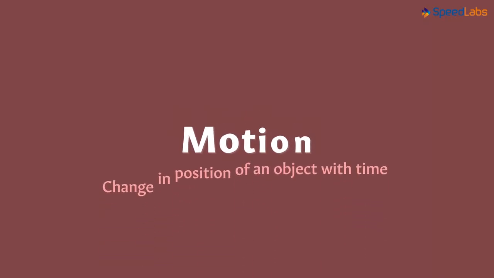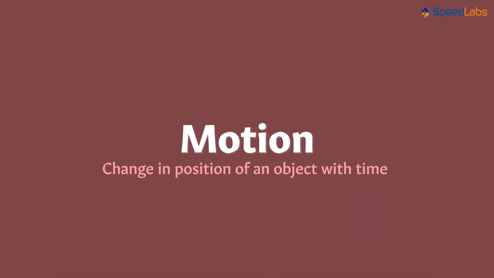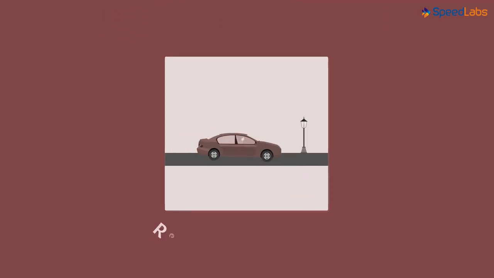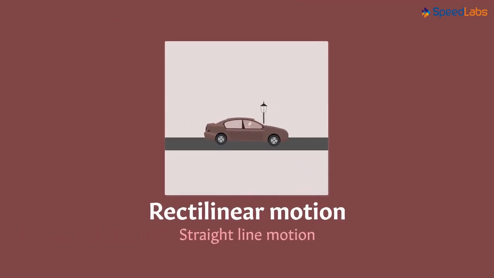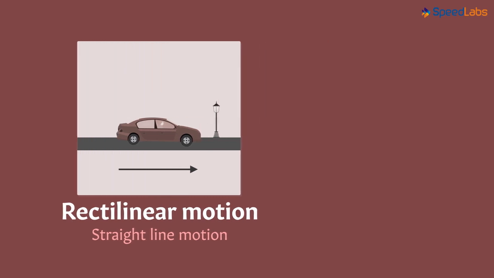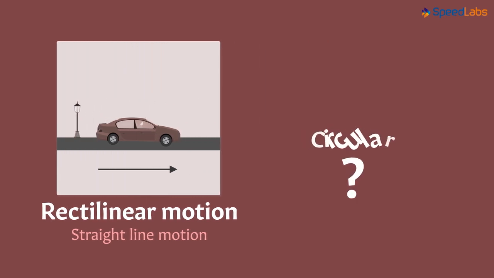In the previous video, we studied what motion is. We also saw one type of motion called the rectilinear motion. It's nothing but straight line motion. In this type of motion, the path of a moving object is a straight line. But what if the path of a moving object is circular?